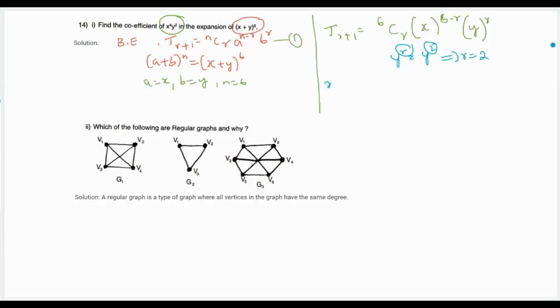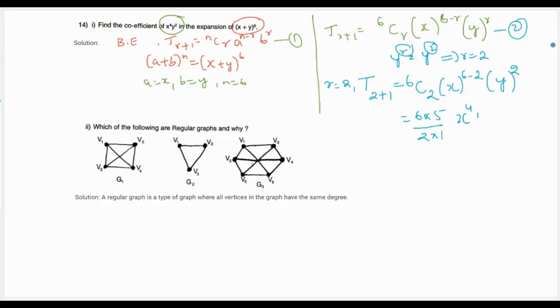So now substituting r equals 2 in equation 2. You can call this equation 2. So T(r+1) equals 6C2 x^(6-2) y^2. Certainly 6 into 5 divided by 2 into 1, and here it is x^4 y^2. So 2 ones are 2, 3 fives are 15, 15 x^4 y^2.